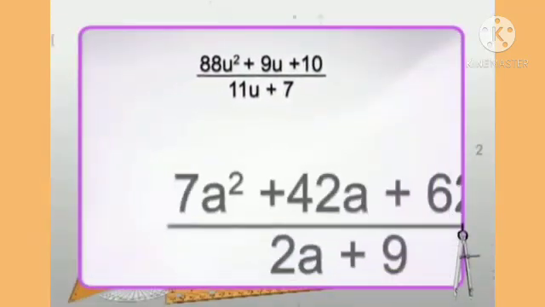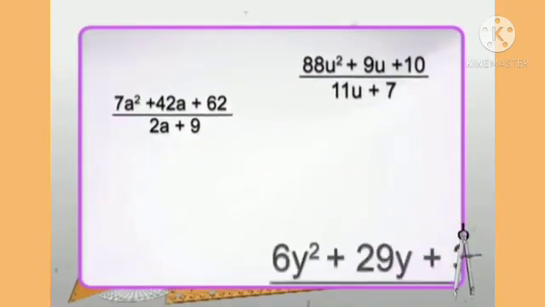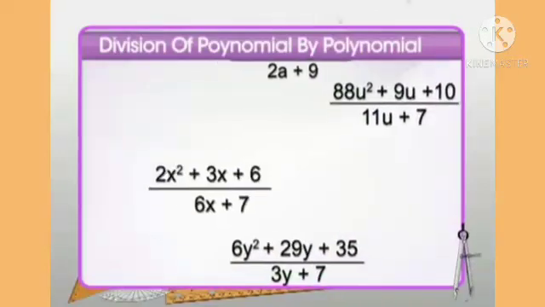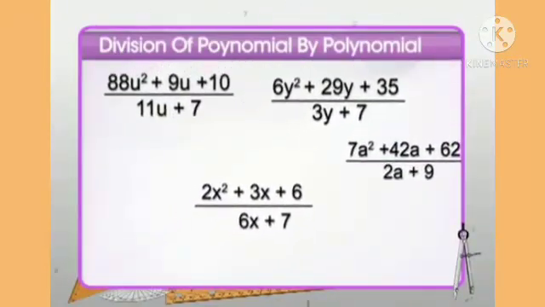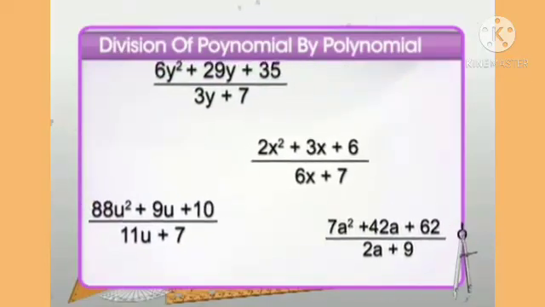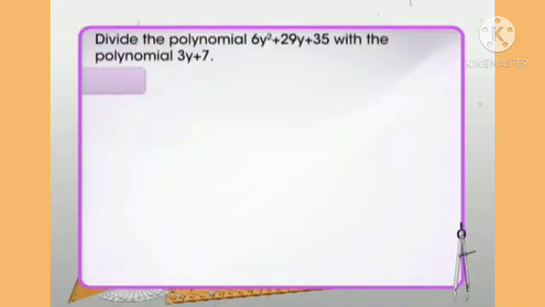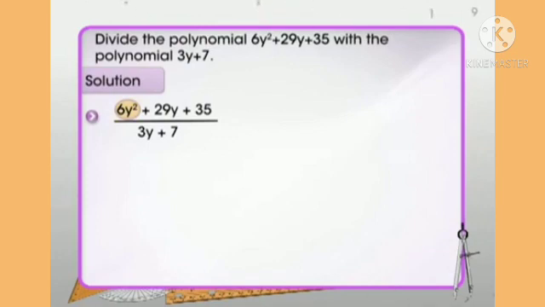We can extend our understanding of division of a polynomial by a monomial to division of a polynomial by another polynomial. Wondering how? Let's see. Let's divide the polynomial 6y square plus 29y plus 35 with the polynomial 3y plus 7.